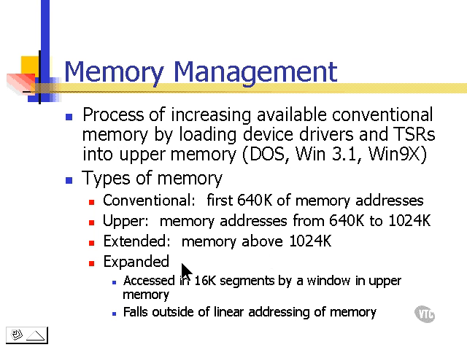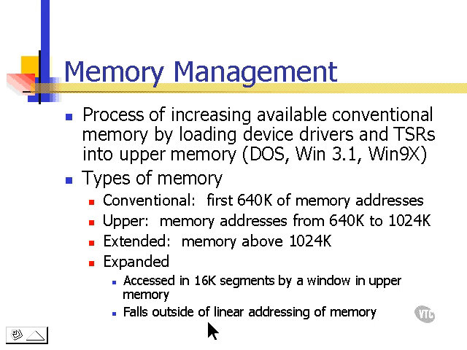Then we have what's called expanded memory. Expanded memory is a totally different type of memory. It's actually accessed in 16K segments by a window in upper memory, and it falls outside of any kind of linear addressing of memory. We'll talk about expanded memory in just a few minutes.